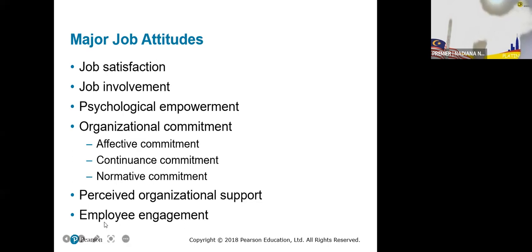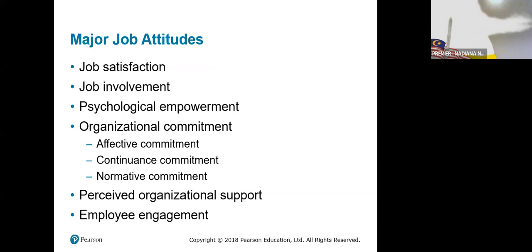And then last but not least, employee engagement. This is similar to involvement and commitment, but it is engagement. How do you engage, how do you put yourself in the organization? How far do you put yourself in the organization, not physically only, but your mental, your feeling, your love. You must put yourself in very solidly in the concept of employee engagement.